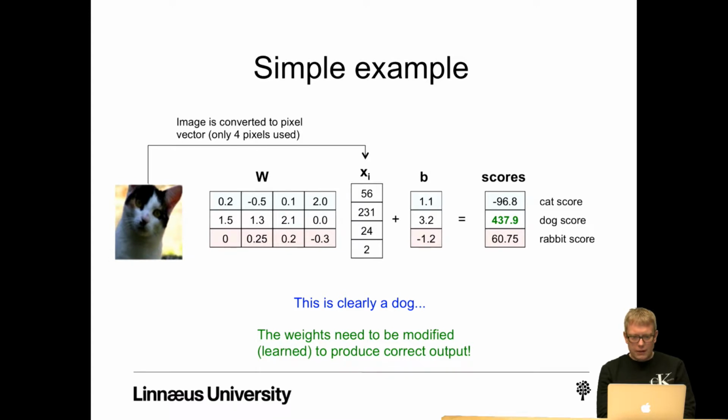And the highest value of the scores vector is the second position, which is a dog. So the argmax operation returns the second element, which corresponds to a dog. And this is clearly not a dog. The weights need to be modified or learned to produce the correct output.